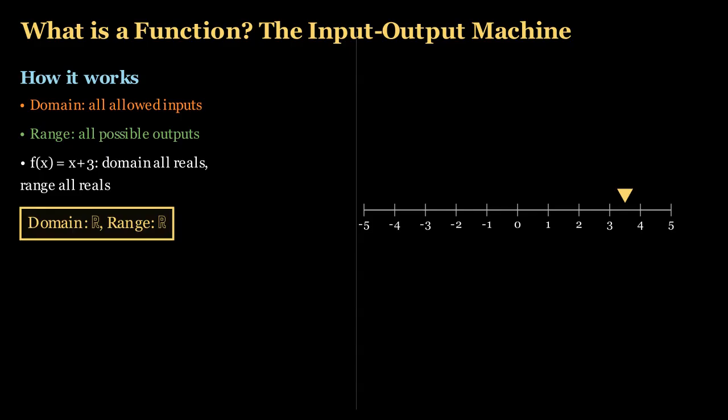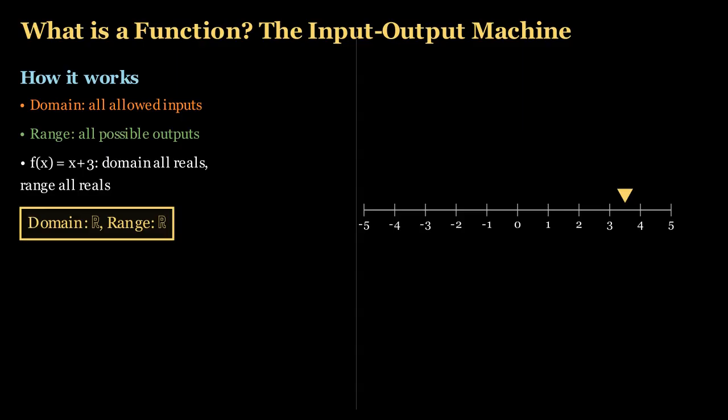Let's use our machine on a real problem. You're traveling and the weather app says it's 20 degrees Celsius. What is that in Fahrenheit? The conversion is a perfect function. The input is the Celsius temperature, the output is Fahrenheit. The rule, discovered by measurement long ago, is F equals 9/5 times C plus 32.